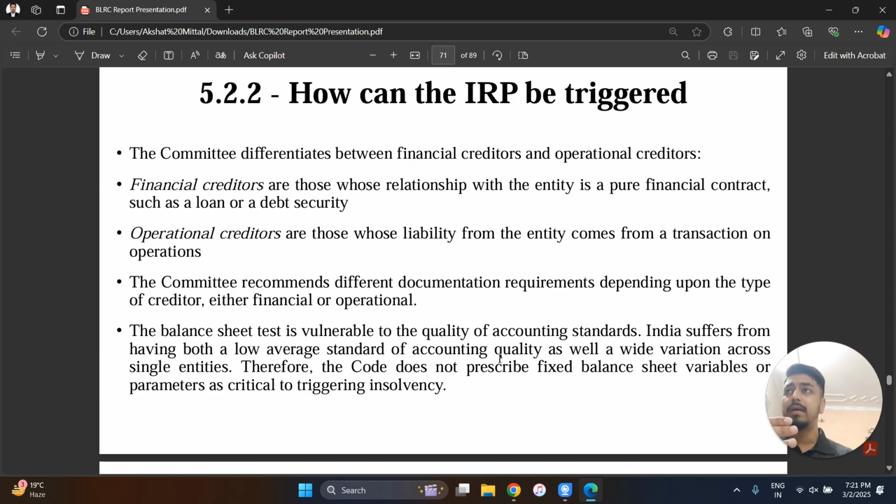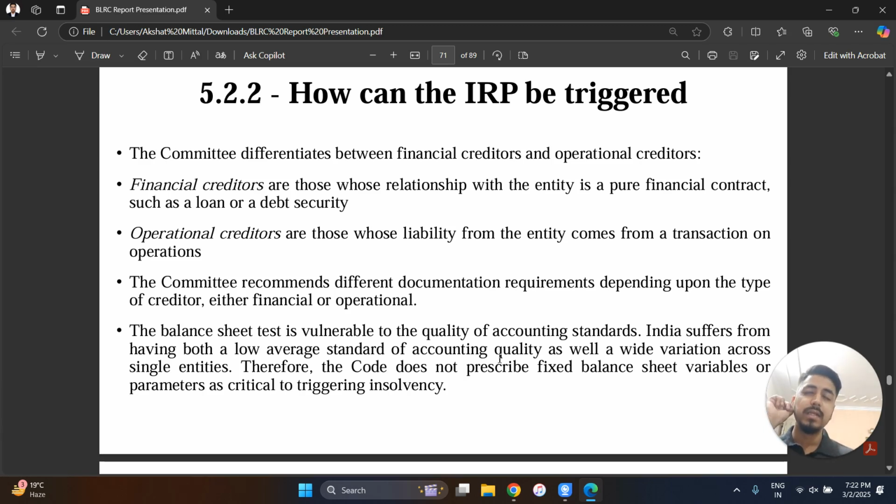To discuss in very brief, financial creditors are those creditors whose relationship with the debtor is purely financial. So, for example, banks, financial institutions, they lend money and they get back the interest and the repayment. So it is a purely financial setup, and their act of lending the money is basically a financial relationship between the two parties under the category of financial creditors.